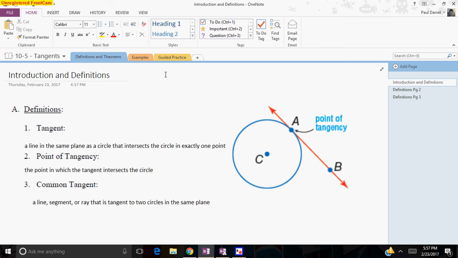Alright, so first things first, let's talk about what a tangent actually is. In the case of geometry in this world we're living in this year, we're talking about a tangent as a line that's in the same plane as a circle, and it intersects the circle in exactly one point.